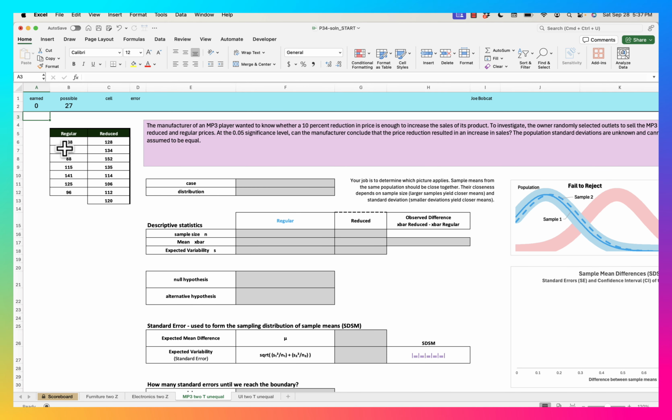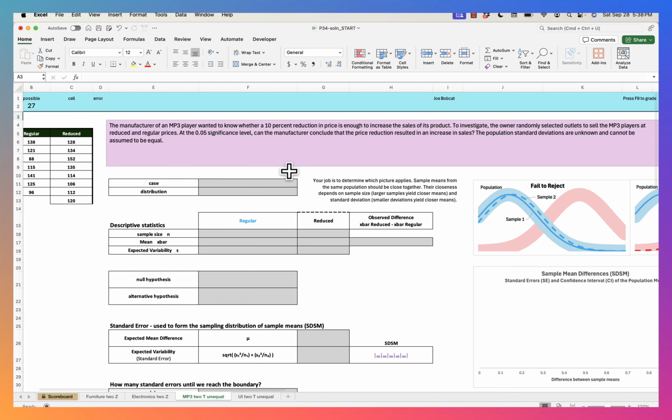So here are the stores, and here's how many they sold at the regular price across a bunch of stores, and at the reduced price across a bunch of stores. Okay, and so we want to know, did the sales increase? So that's one tail, right, because we want to know, did they increase? And this is going to be a t distribution, not z this time.